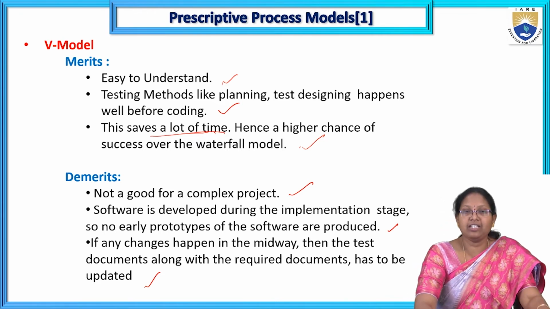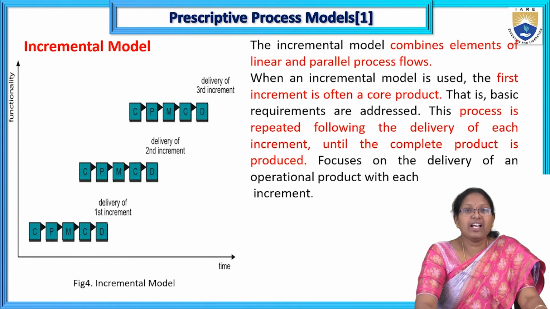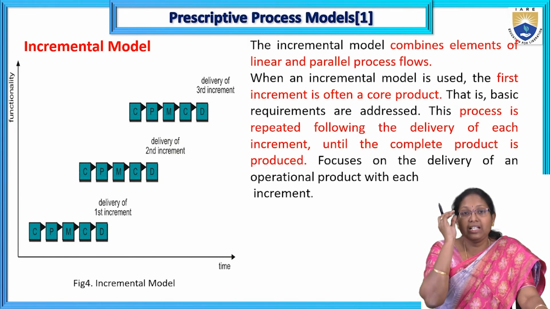Verified or validate. That is also one of the demerits of the V model. The next kind of model is the incremental model. So what is that incremental model?